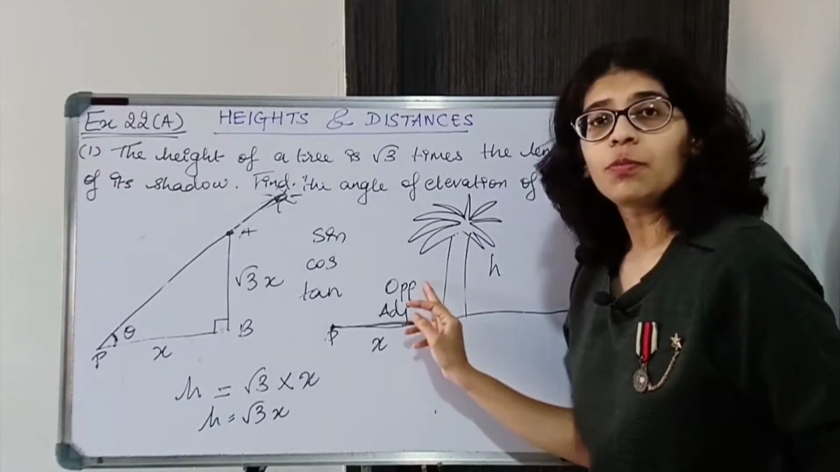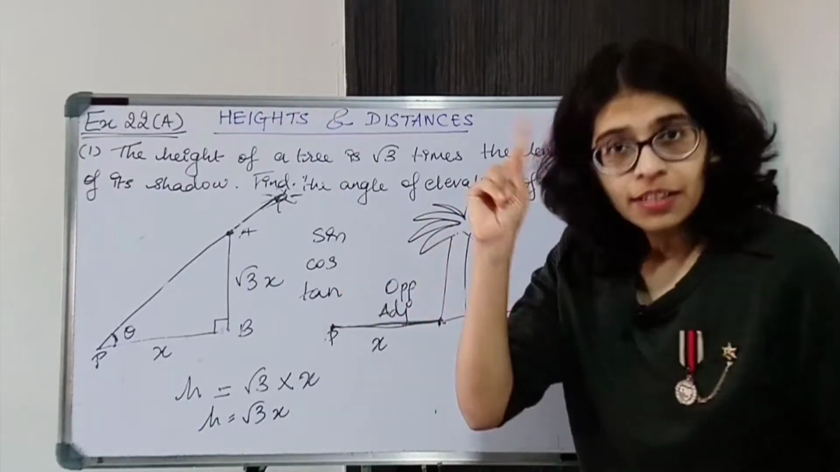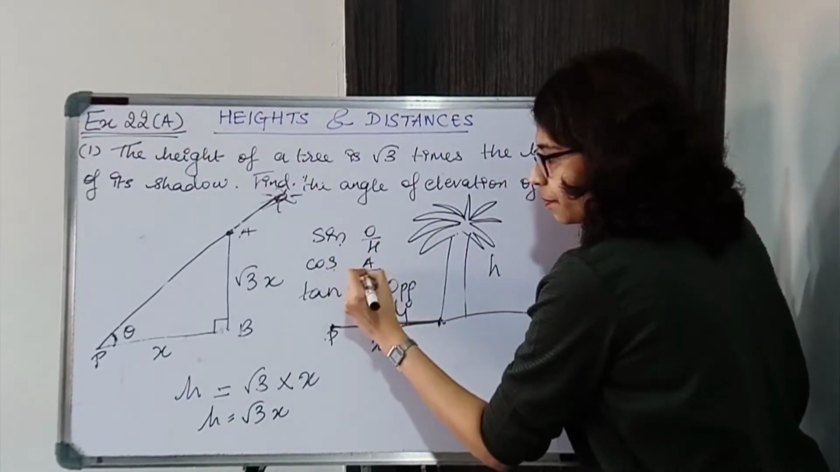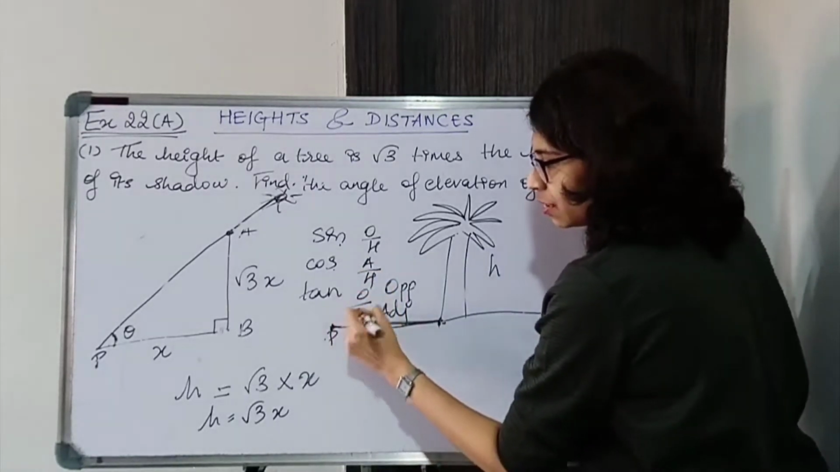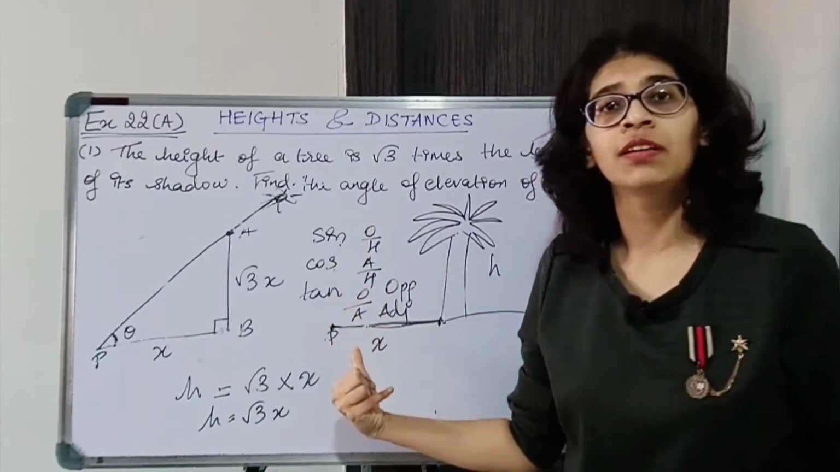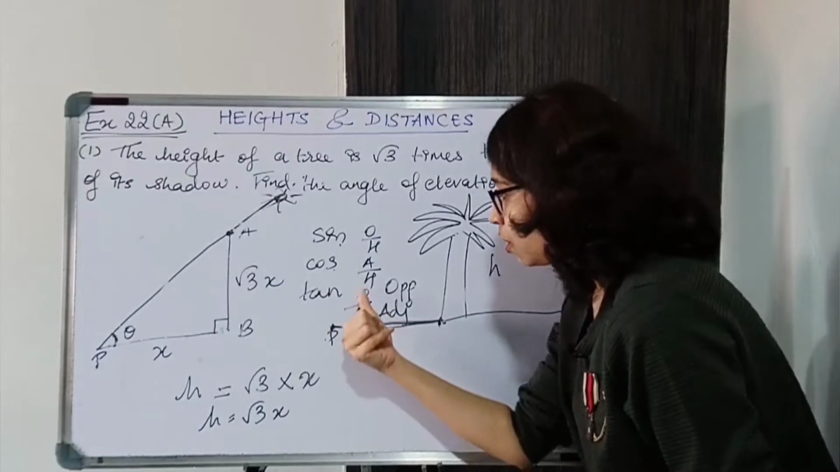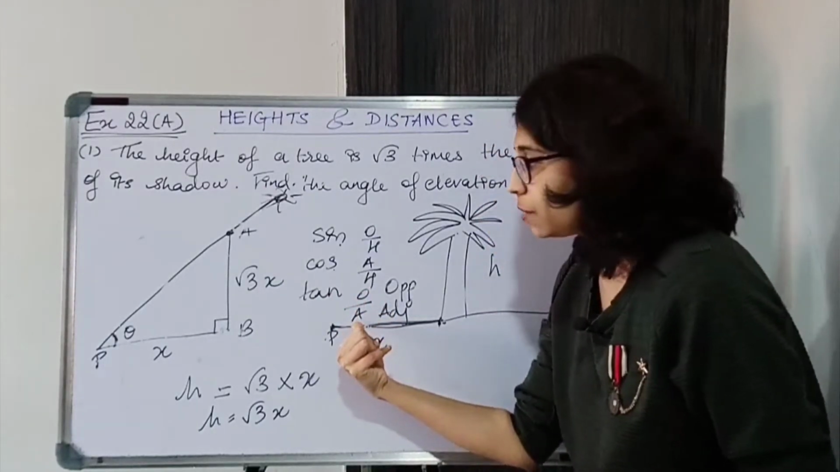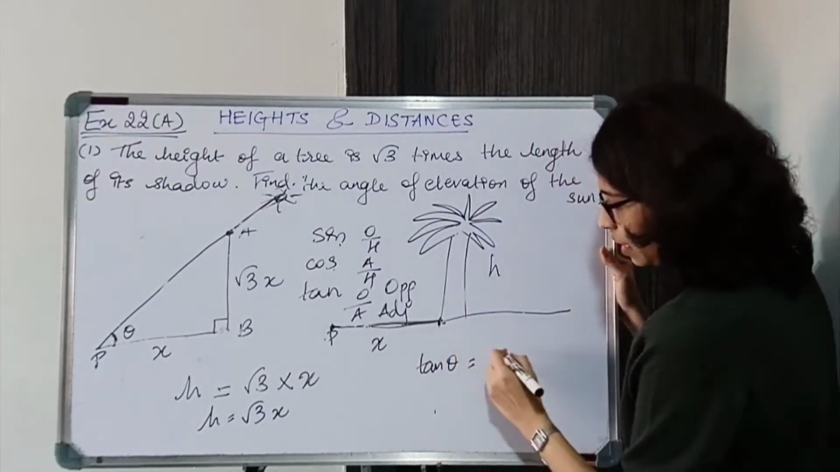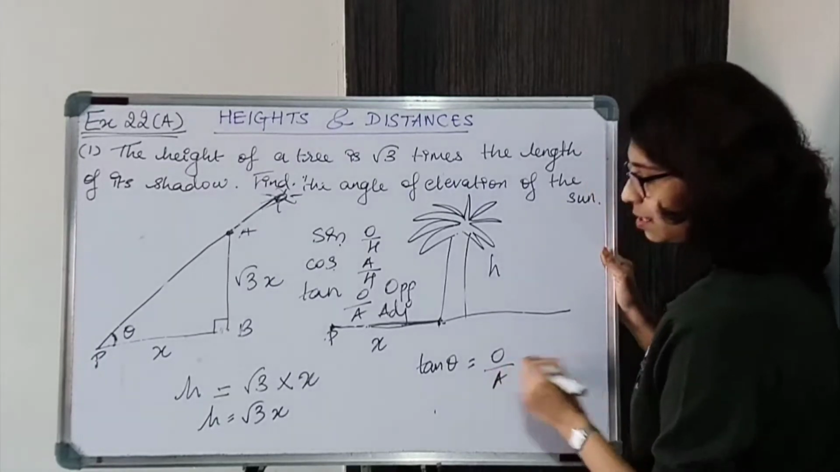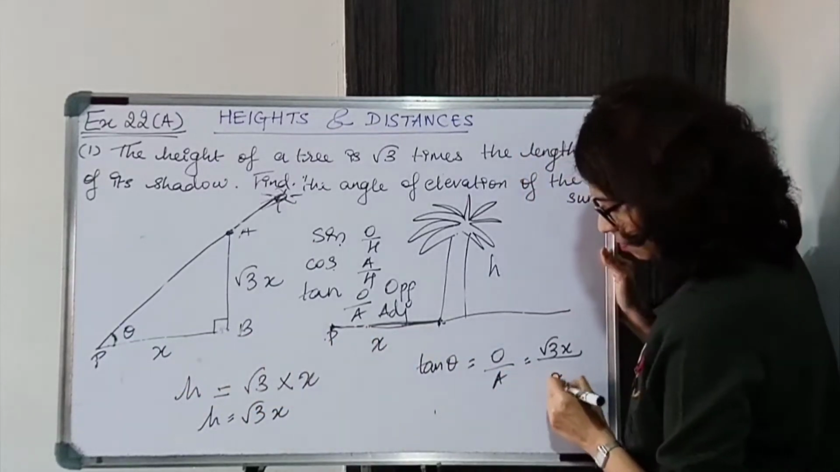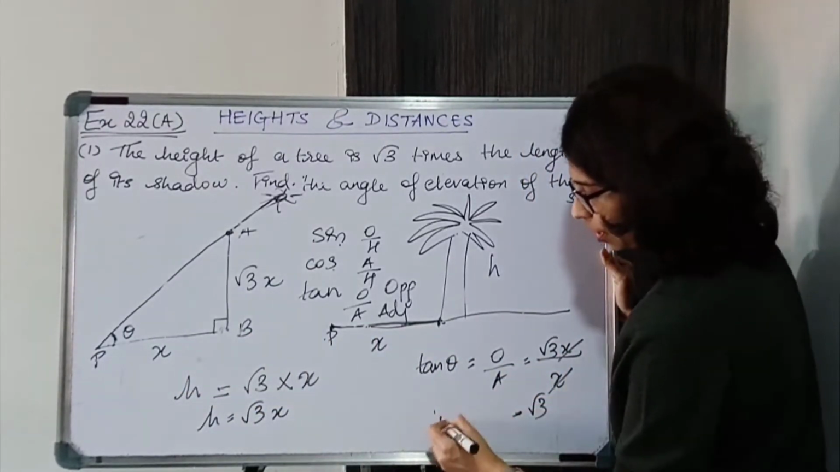When will you consider opposite and adjacent? In sine, cos or tan? Try to recall. Sine is, cos is, and tan is. That is how you can remember. So opposite upon adjacent. Opposite is root 3x. Tan theta will be opposite upon adjacent, that is root 3x upon x. X will cancel, it is equal to root 3.